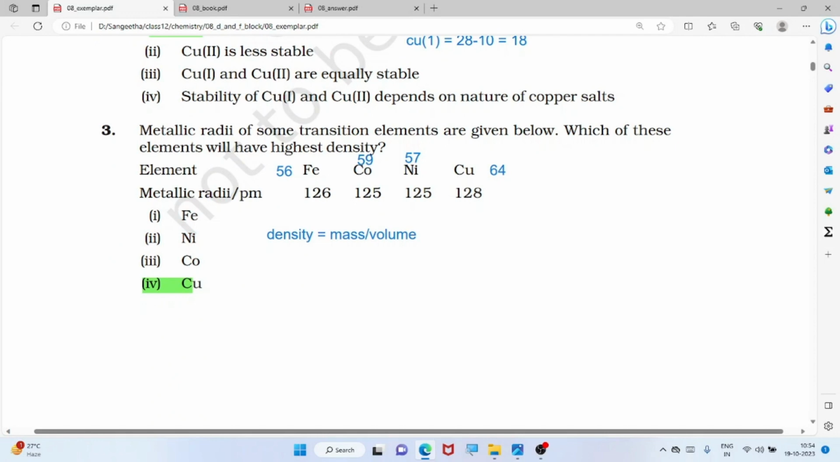Metallic radii of some transition elements are given. Which of the elements will have the highest density? The density formula is mass by volume. These are the atomic numbers, and you have to divide the atomic mass, that is the atomic weight, by this radius. You will get the density, mass by volume. So this will have the highest number.